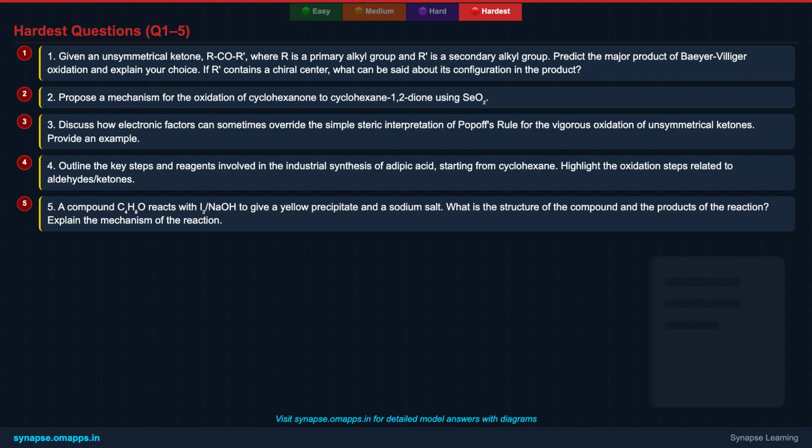Questions 1 through 5 will test your understanding of advanced Baeyer-Villiger mechanisms, SeO2 oxidation, and the intricate factors influencing Popoff's rule. Remember to justify your answers with detailed explanations and mechanisms where appropriate. This is where your true mastery will shine.